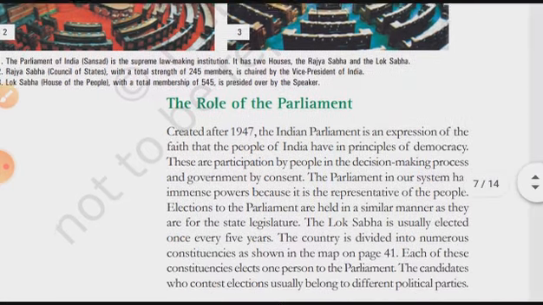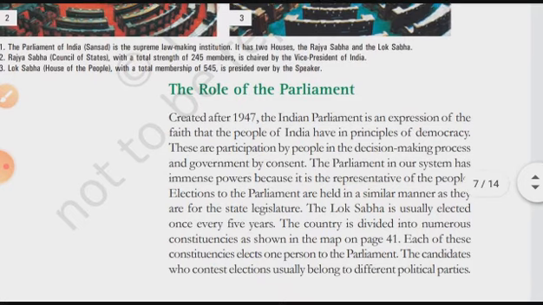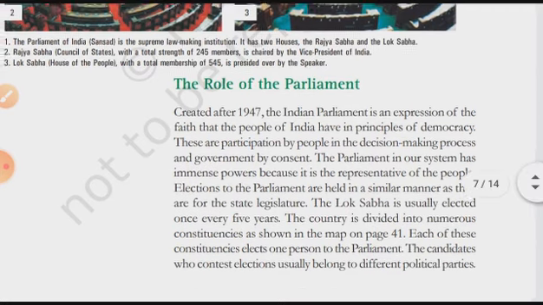Then they have given the role of the Parliament. What is the main preface of the Parliament? What are the functions of the Parliament? You will come to know all these things by explaining them. Let's have a discussion on what they have given.